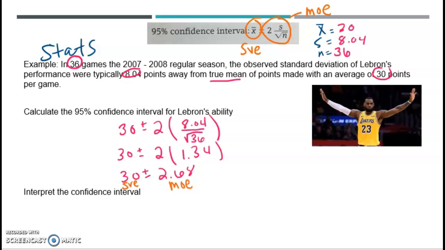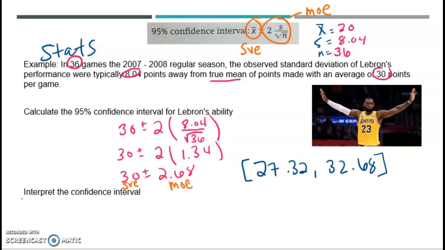So go ahead and subtract and add out those values to get your confidence interval. That's just your single value estimate plus or minus the margin of error. That's not the confidence interval. So if we subtracted, we would find that the confidence interval, he scored on average from 27.32 to 32.68. So his true mean is somewhere within there with 95% confidence.